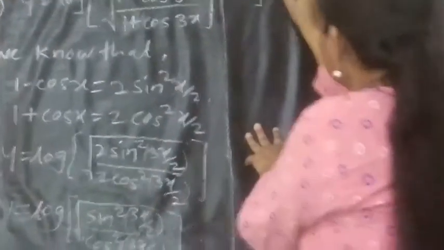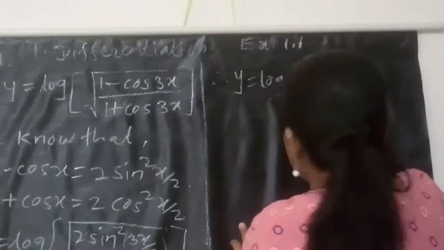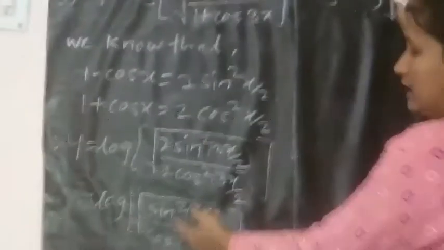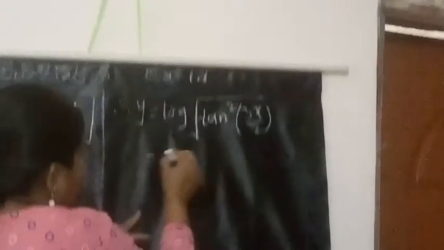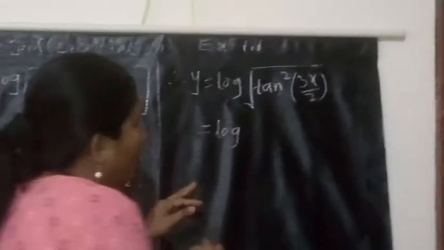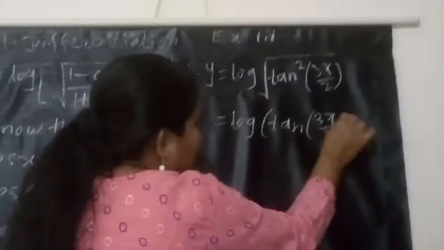Now here y is equal to log of square root of sin square 3x upon 2 upon cos square 3x upon 2. It means sin upon cos, that is tan square 3x upon 2. But square root and square are there, therefore we get log of tan of 3x upon 2.